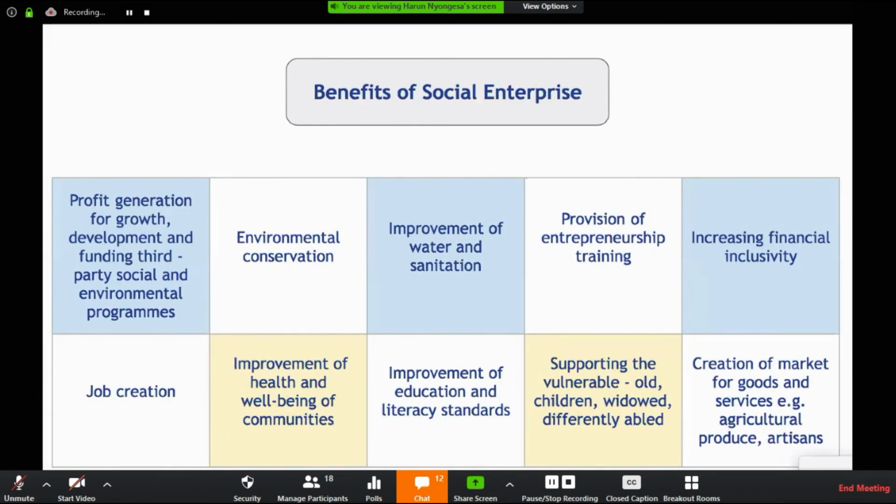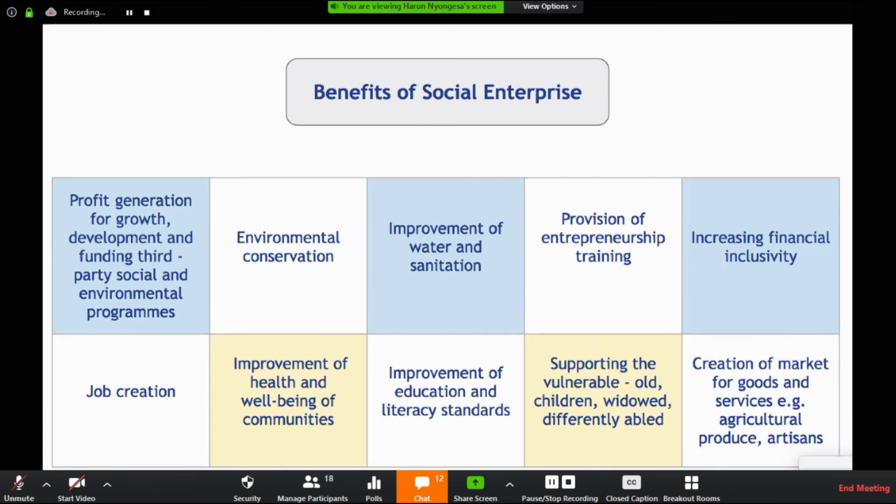So benefits of social enterprise, there are several, as you can see here, about 10 separate benefits. First one, profit generation for growth, development and funding of third-party social and environmental programs. So it generates profits to develop, to grow, and even to fund similar social enterprises or environmental programs. Secondly, job creation. So many youth, women, and even men are employed in these social enterprises, so they are performing a very important role in that sense.